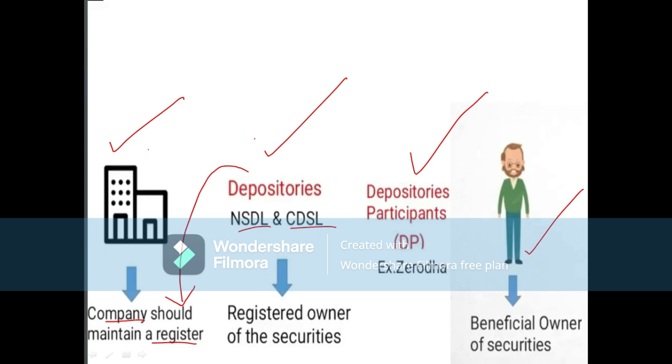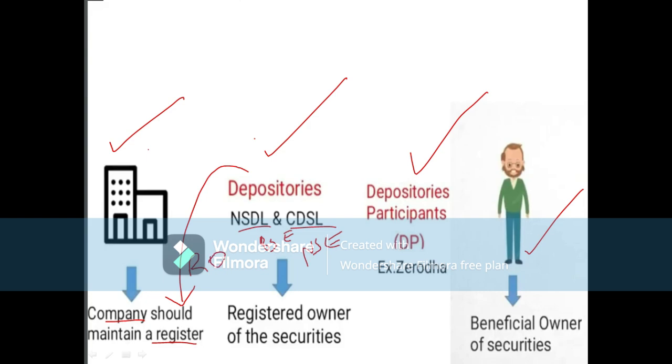Then under these we will see BSE and NSE, right? So these are the depositories. The company registers their names in the company's books of accounts. So in the company's books of accounts, depositories are known as the registered owners of securities.